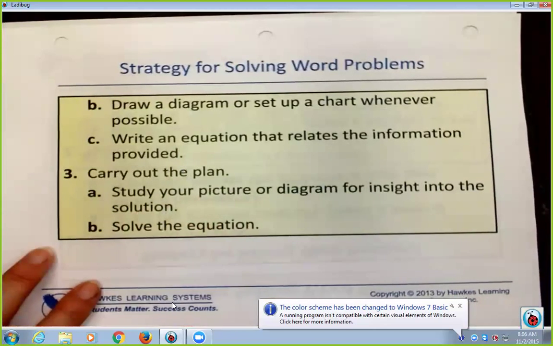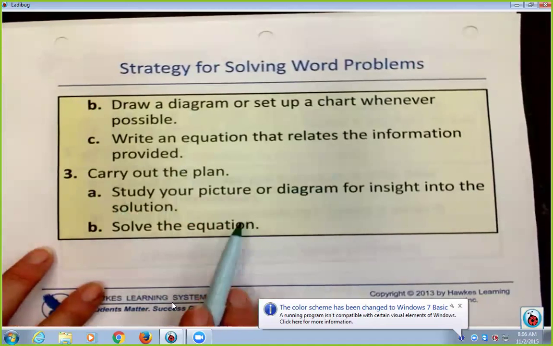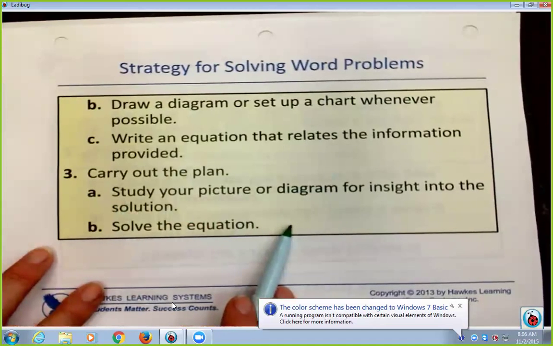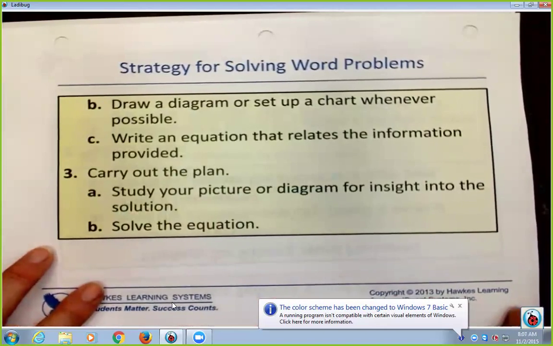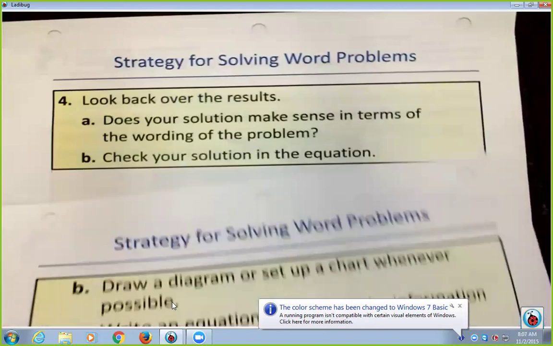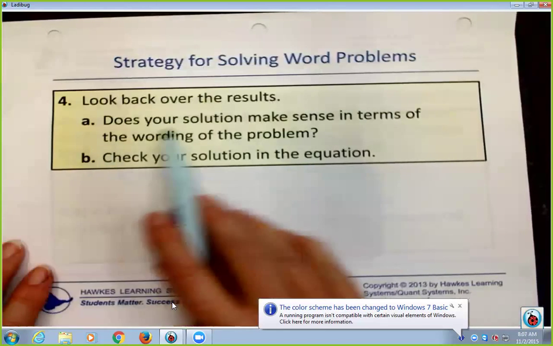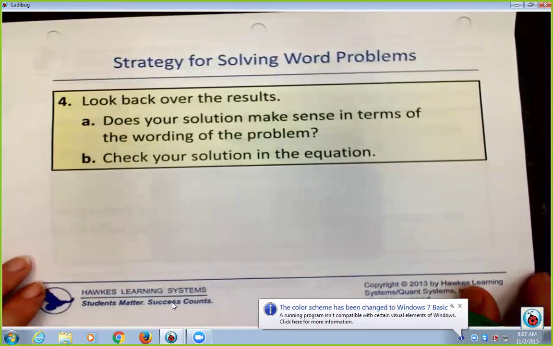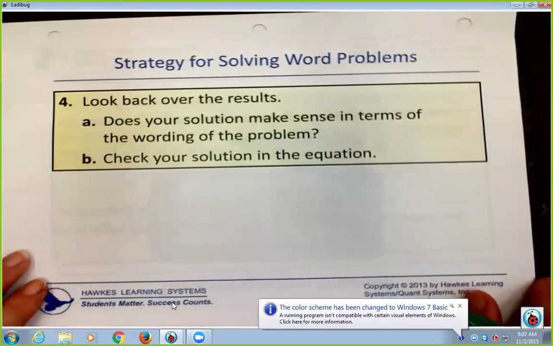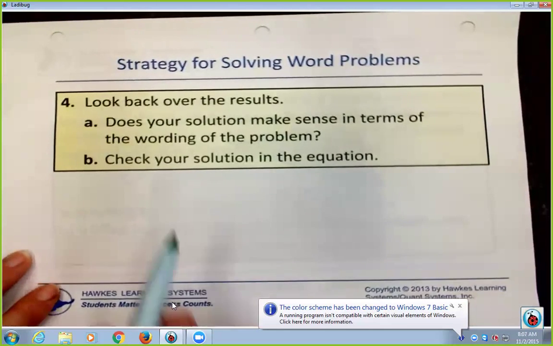Write out the equation, and then finally carry out the plan. Now, some answers are going to come out to be negatives, and if we're looking at a distance, we can't use those. So we're going to kick some answers out when we do these, and then we're going to solve it and come up with what it would be, and then finally look back over the results to see if what our solution happened to be ends up being the correct answer or not.